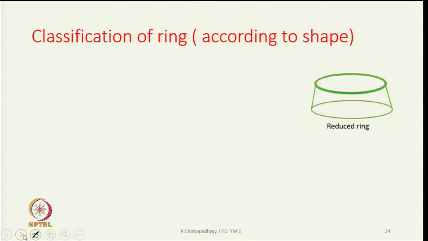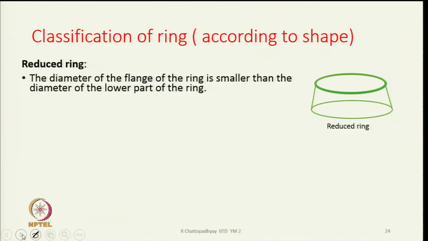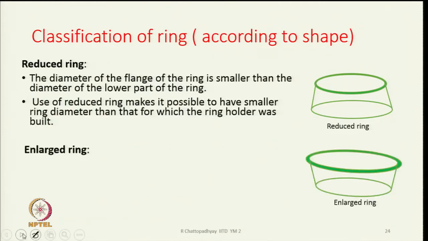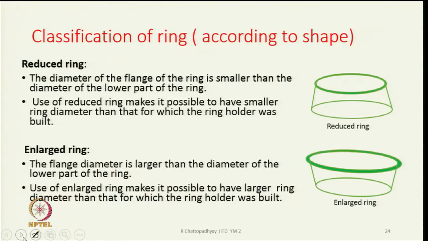The other classification could be according to shape: there is a reduced ring and an enlarged ring. So, this is reduced ring; if you look at the diagram, you will see that the diameter of the flange of the ring is smaller than the diameter of the lower part. So, this side diameter is more than this side, and therefore it is a conical shape. Here the top part is less in diameter in comparison to the bottom part. So, that is what is called reduced ring. Use of reduced ring makes it possible to have a smaller ring diameter than that for which the ring holder was built.